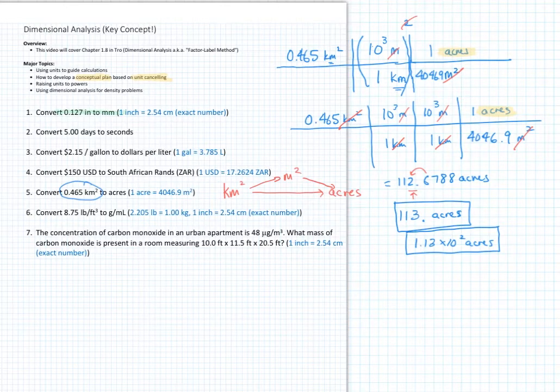We have done this one, and this one, and this one. Now we're getting to a little bit more complicated one.